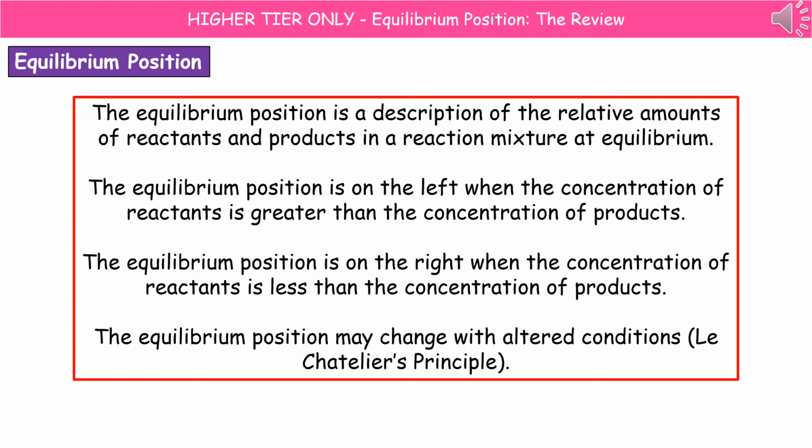Now, when we're talking about the equilibrium position, it's a description of the relative amounts of the reactants and the products in that reaction mixture when it's at equilibrium. And what we find is that this is able to move. So the equilibrium position is on the left when the concentration of reactants is greater than the concentration of the products, and the equilibrium position will be on the right when the concentration of reactants is less than the concentration of the products. But when we change conditions, so if we change the temperature, the pressure, etc., then what we find is that equilibrium position can move. And this is something we're going to look at with the whole idea behind Le Chatelier's principle.